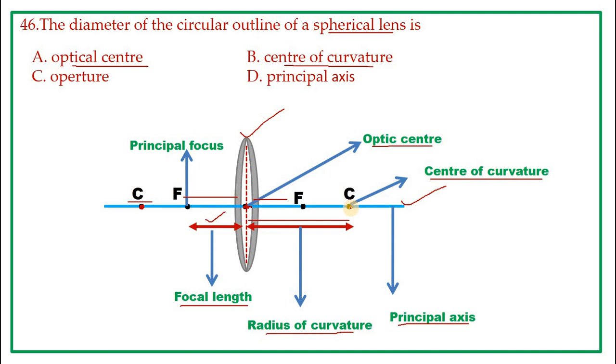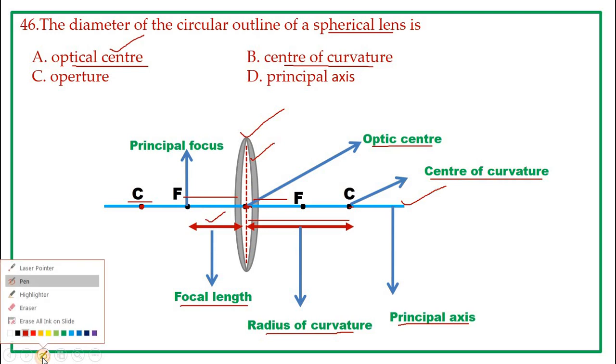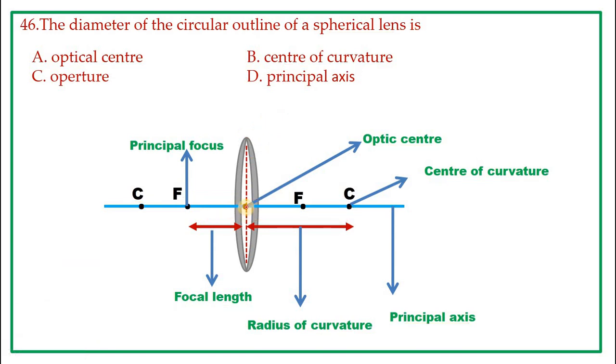Don't confuse. Center of reflecting surface is called optical center. This is a reflecting surface. So where we place the lens, that is reflecting surface. So its center we call it as optical center. So center of the curvature means that is the center of the sphere, because this lens is a part of sphere. So aperture means this line, the diameter. We call it as aperture. Hence the diameter of the circular outline we call it as aperture.